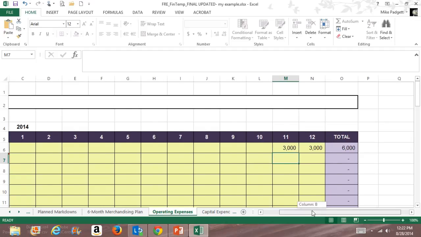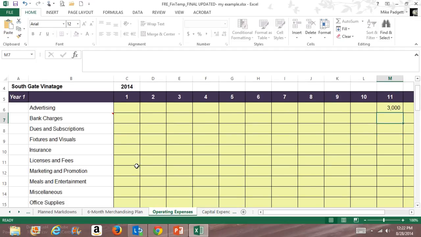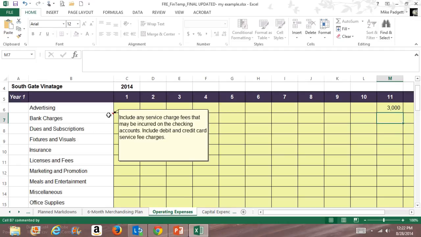You're going to have to do this for all of your operating expenses. So it'd be your advertising, any subscriptions, though you may have nothing under dues and subscriptions. Here for bank charges, you probably wouldn't have any, so you wouldn't want to include any service charge fees that may be incurred on the checking account.